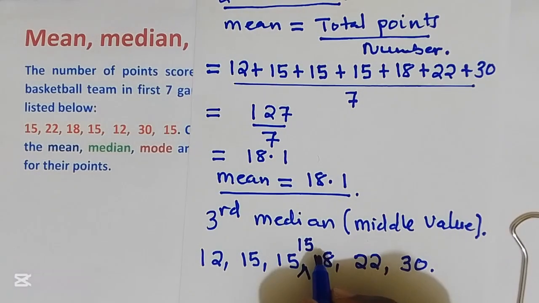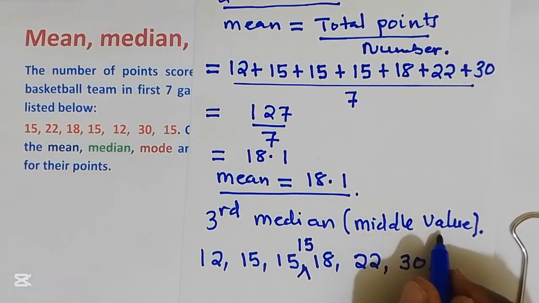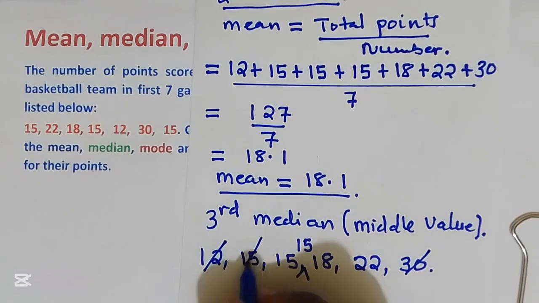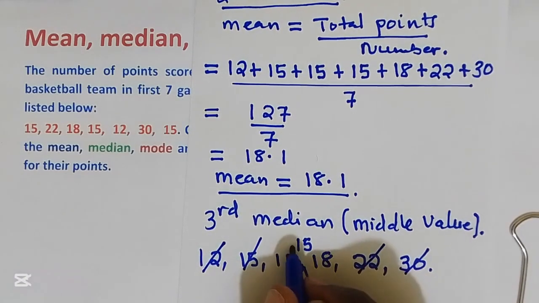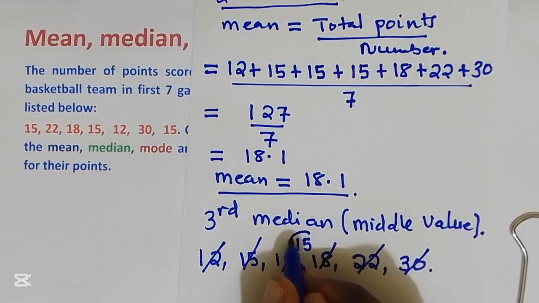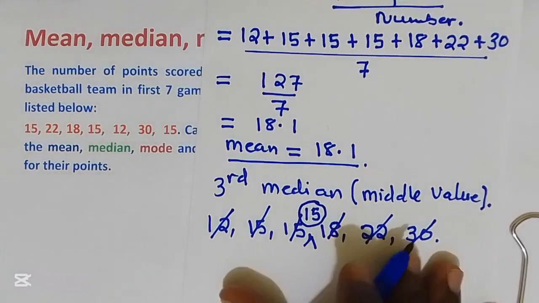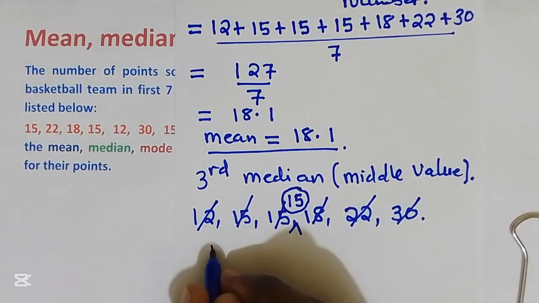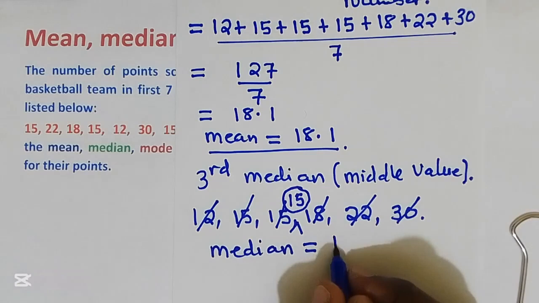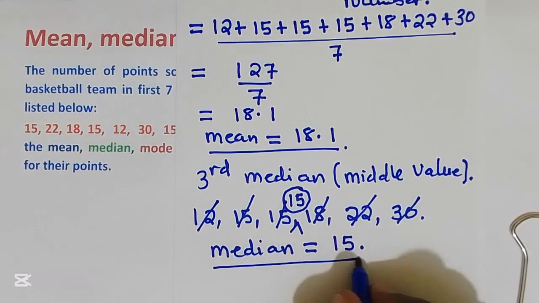So median is a middle value. So let us find what is the median. This and this, that and that, this and this. So the median value is 15. Median is equal to 15.